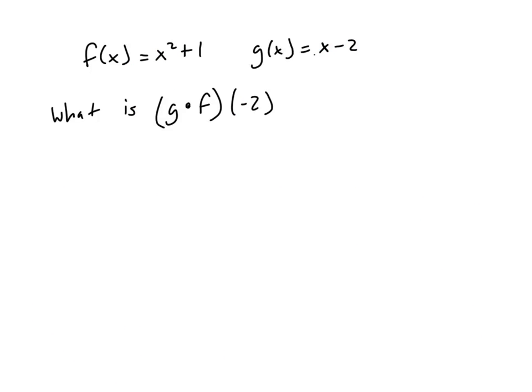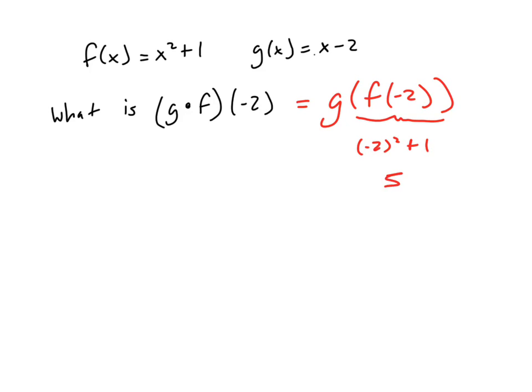And so we'll look at one more problem. This time we've got f of x equals x squared plus 1 and g of x equals x minus 2. We're going to figure out what g of f of negative 2 is here. So we'll go ahead and evaluate the inner part first. We plug in negative 2 for f. That's negative 2 squared plus 1, which in this case is 5. So now we're going to plug 5 into g of x. That's going to give us 5 minus 2, which is just 3.